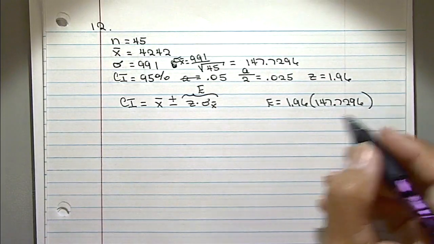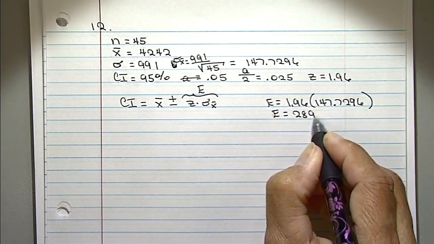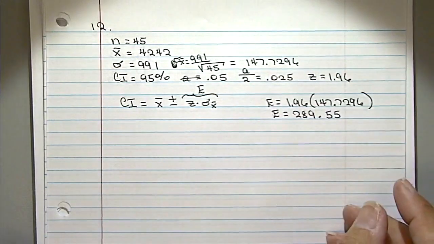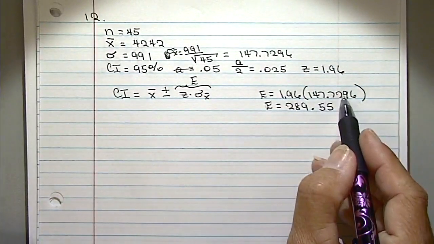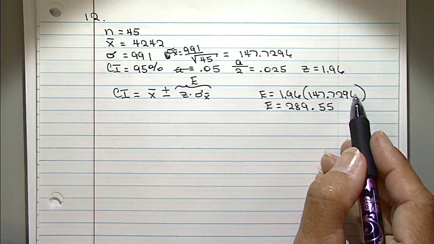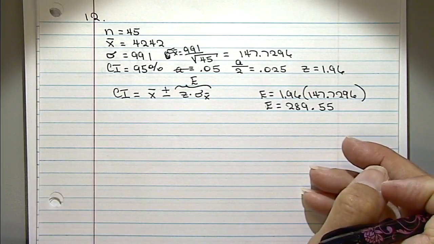And I come up with a margin of error of 289 point, and I'm going to round it at this point to 2 decimal places because that's where it told me to round to, okay? But don't round the margin of error to 2 decimal places. Don't round your margin of error smaller than 4. Use it because you've got to use it in more calculations, okay?